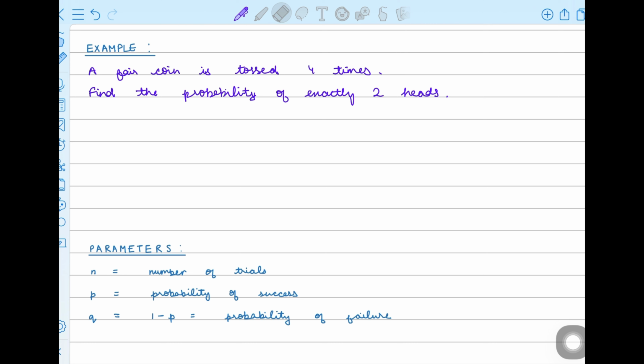Here we are given a fixed number of trials equal to 4, since the fair coin has to be tossed 4 times, and the number of successes is 2, since we have to find the probability of getting exactly 2 heads. Since we are to find 2 successes in 4 fixed trials, this question follows the binomial distribution.